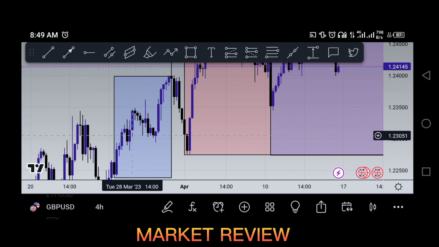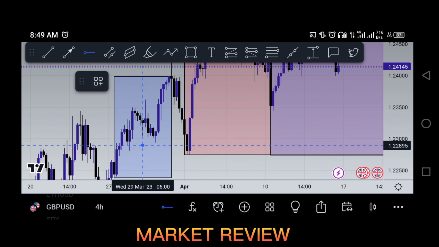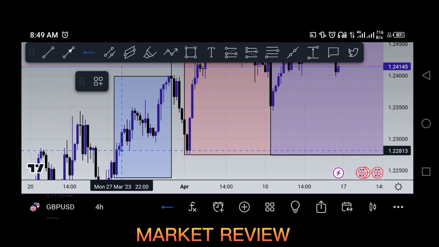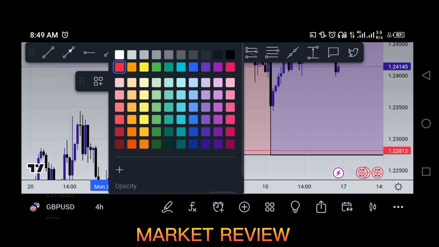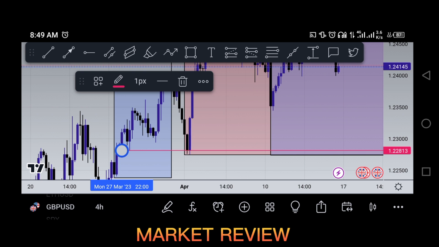So what I do is this: from where the impulsive candle starts, I mark out the base of the second candle. So this is the second candle I will call. So I mark out the base. Let me change the color to black so that it's obvious.